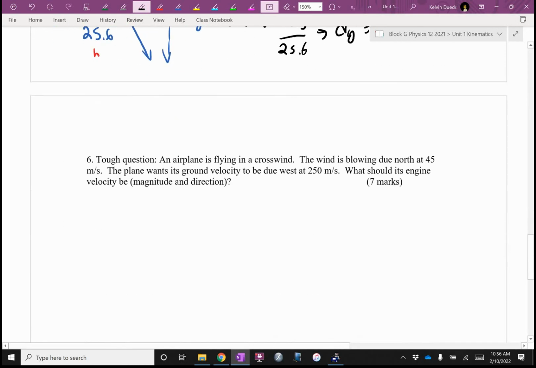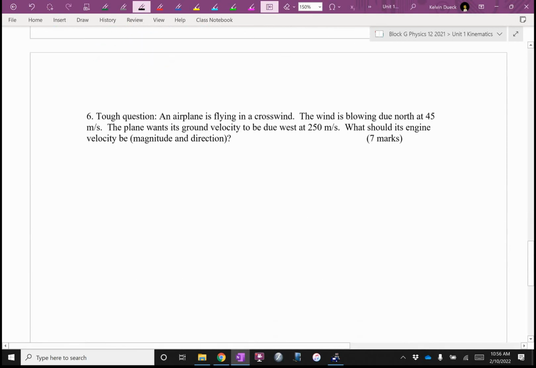And now we come to the big question. Okay. Airplane flying in a crosswind. Right away I think, all right, V engine combined with V wind, that's what gives me my ground velocity. That's what the radar sees on the ground. This wants me to find the engine velocity. Well, how will I do that? I think I'm going to minus the wind velocity over. If I do that, I'll have VE by itself.